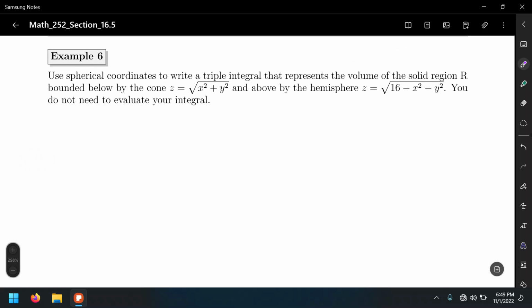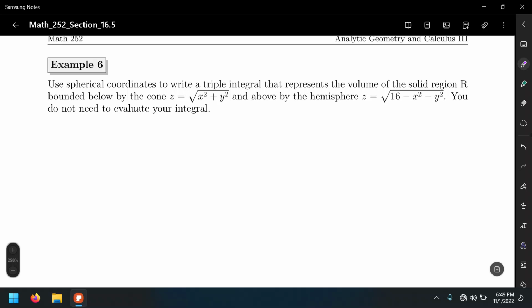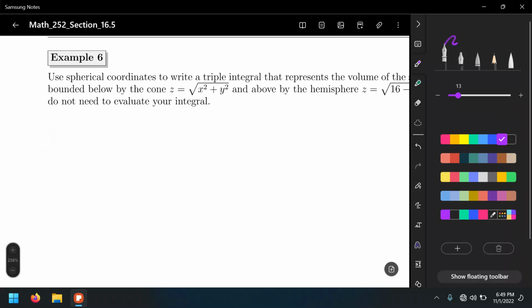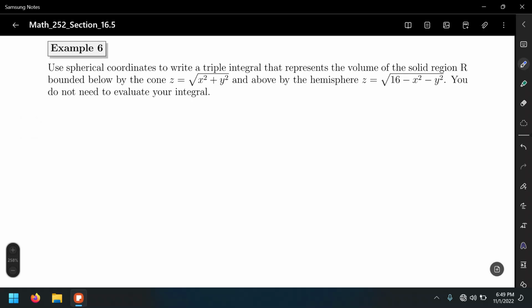Use spherical coordinates to write the triple integral that represents the volume of the solid region R, bounded below by the cone z equals the square root of x squared plus y squared, and above by the hemisphere z equals the square root of 16 minus x squared minus y squared. So notice hemisphere, it's only the upper part, and the solid will essentially look like this.